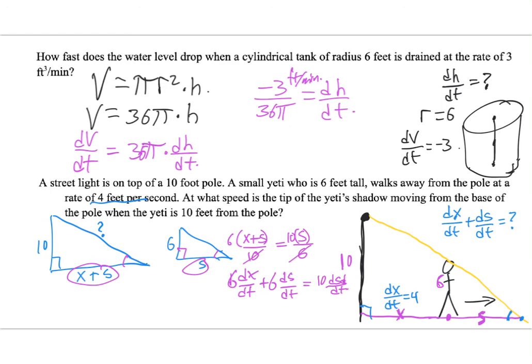Okay. I know dx/dt is 4, so that's going to be 24. I'm going to move that to the other side. Is equal to 4 ds/dt, which tells us that ds/dt is equal to 6. Cool. Looking at this problem, if we're looking for dx/dt plus ds/dt, we get 4 plus 6 is equal to 10 feet per second. So the tip of the Yeti's shadow is moving at a rate of 10 feet per second away from the pole.